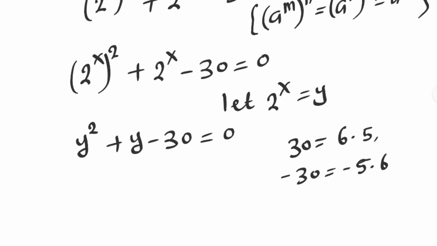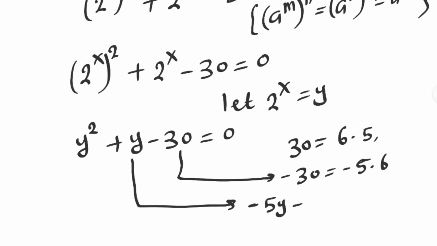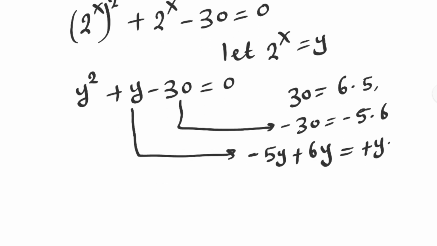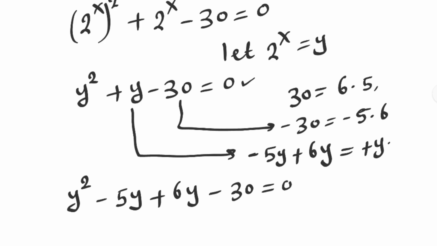Now the coefficient of y here is plus 1, and this is minus 5y plus 6y, which is equal to plus y. The whole of this equation can be written as y squared minus 5y plus 6y minus 30 is equal to 0.